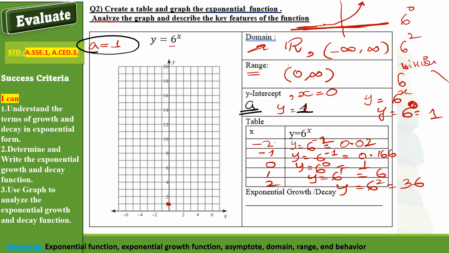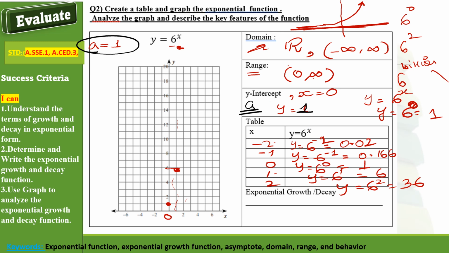Here is the 0 and the y value is 1. Now 1 and 6. So this is the 1 value, and if I go up, this is the 6. So this is my point. Then 2 is 36. So 2, and if I go on the 2 and somewhere on the top over here.